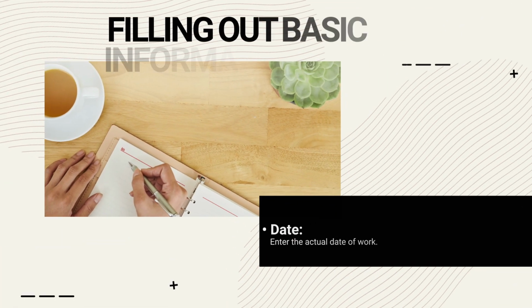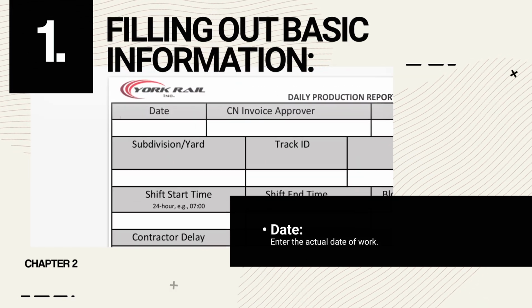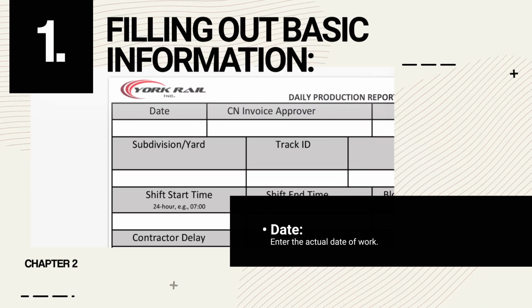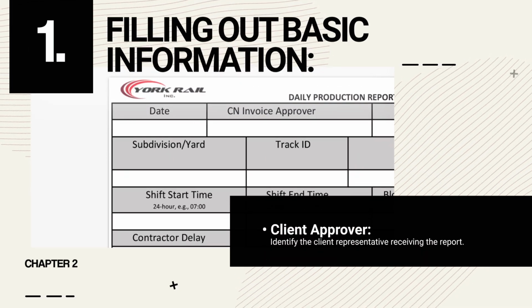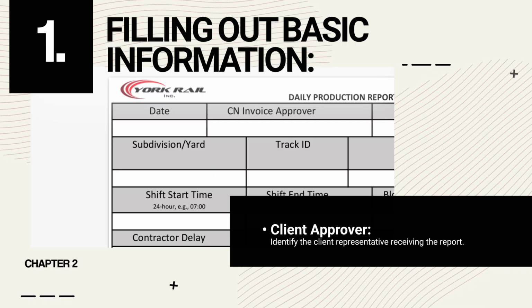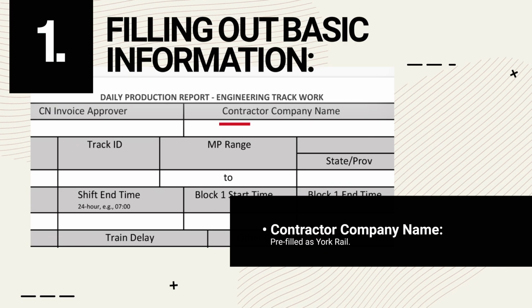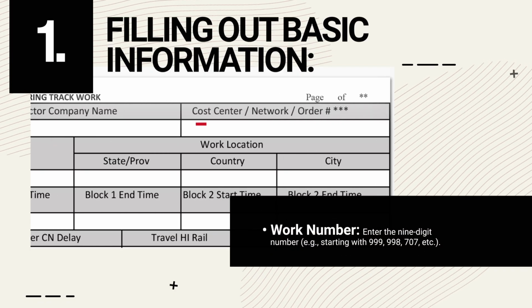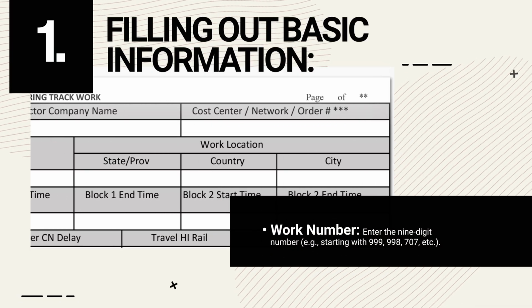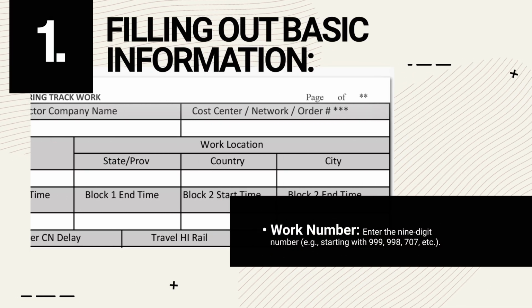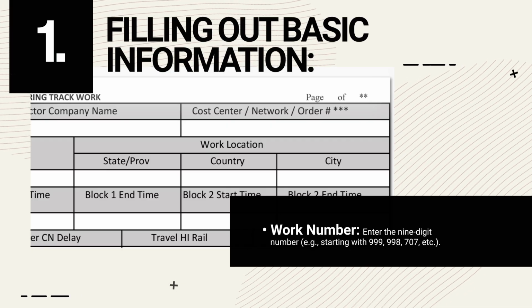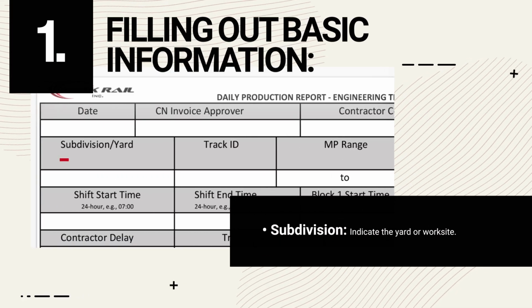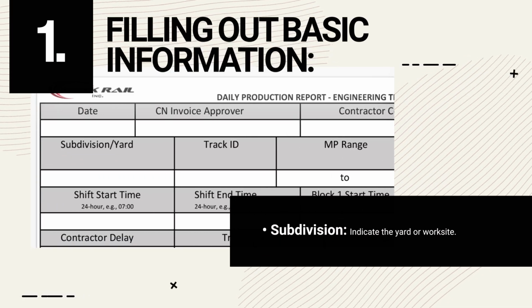1. Filling out basic information. Date. Enter the actual date of work. Client approver. Identify the client representative receiving the report. Contractor company name. Pre-filled as York Rail. Work number. Enter the 9-digit number, e.g., starting with 999, 998, 707, etc. Subdivision. Indicate the yard or work site.